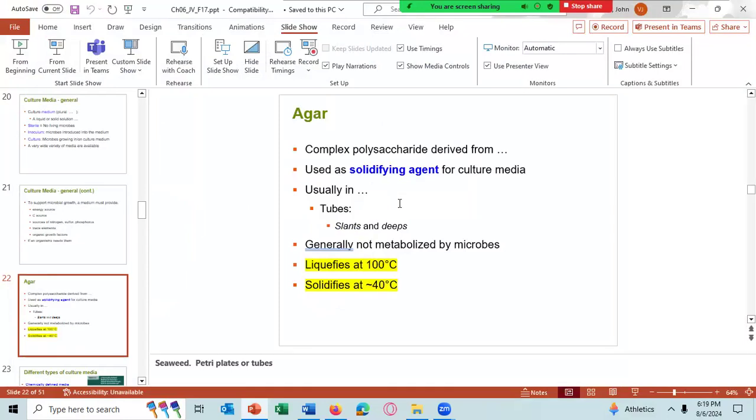Agar is generally not metabolized by microbes, which is why it's commonly used to solidify a liquid media. You could use either starch or gelatin to also solidify the liquid media and make it a solid. But some microbes can metabolize starch or gelatin, and so we do use them, but not as much as we use agar. Any question about any of that?